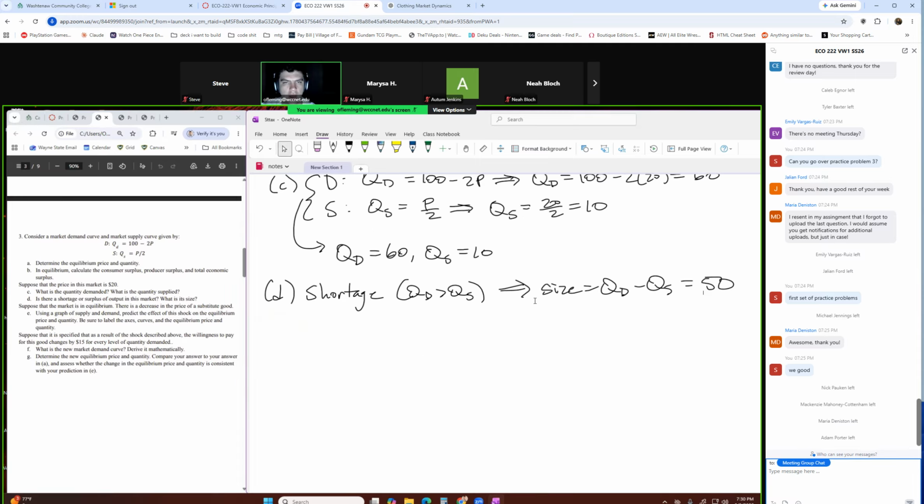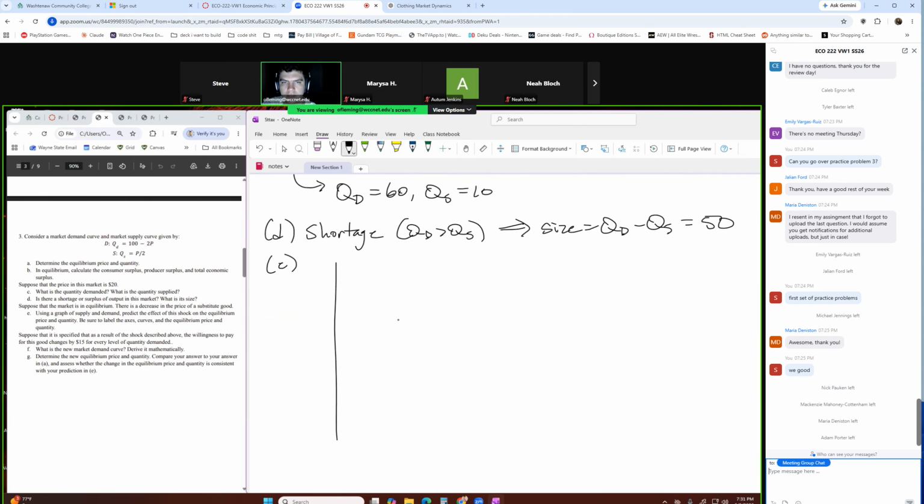Okay, very good. Now, E says using a graph of supply and demand. Suppose the market is in equilibrium and there's a decrease in the price of a substitute good. So when the price of a substitute good goes down, I'm going to buy more of that good and less of the good that's given, right? So if we're talking about the markets for PlayStation and the price of Xbox goes down, then my demand for PlayStation is going to shift to the left, right?